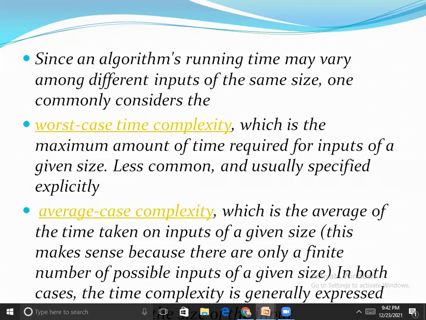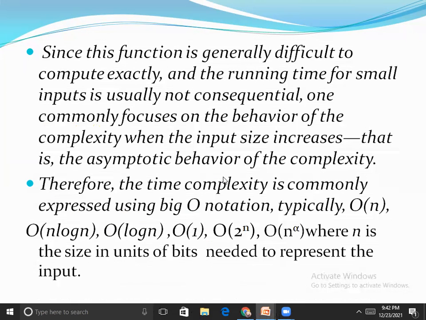Average case complexity is the average of the time taken on inputs of a given size. This makes sense because there are only a finite number of possible inputs of a given size. In both cases, time complexity is generally expressed as a function of the size of the input. Since this function is generally difficult to compute exactly, and the running time for small inputs is usually not consequential, one commonly focuses on the behavior of the complexity when the input size increases. That is the asymptotic behavior of the complexity.